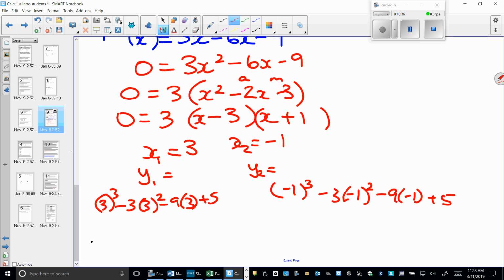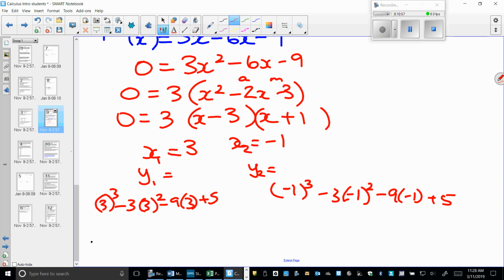Minus 3 lots of 3 squared. Minus 9 lots of 3. And then for y2, it would be negative 1 cubed, take away 3 lots of negative 1 squared, minus 9 lots of negative 1, plus 5. And just chuck it in your calculator using the brackets, and that will save you a lot of heartache if you're getting stuff wrong with your squaring and your cubing of negative numbers. So please make sure you put just a number in the bracket and then the power outside it, otherwise it will go horribly wrong.